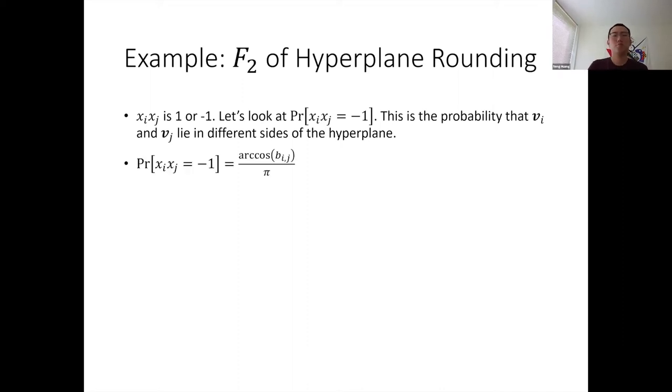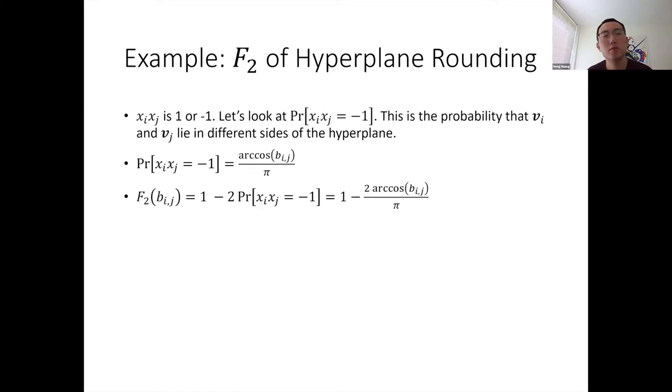I believe you have probably all seen this. If you have two vectors, Vi and Vj, with dot product Bij, then the angle between them is given by arccosine of Bij. And the probability that a random hyperplane goes through this angle is arccosine of Bij divided by pi. So this is the probability that Xi times Xj is equal to minus 1. To compute F2 of Bij is simply 1 minus 2 times this probability, which is equal to 1 minus 2 times arccosine of Bij divided by pi.